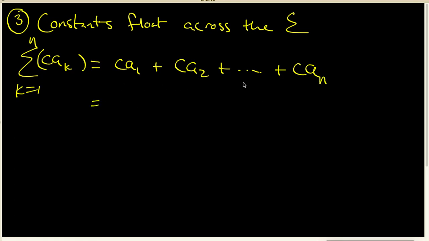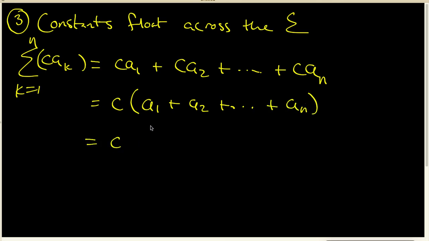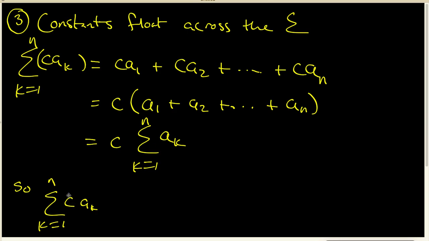And I can factor out this c and write it as c times a1 plus a2 plus all the way up to an, and this would be c times the sum as k goes from 1 to n of the ak's. So as a formula, if I have a constant inside the summation, I can bring it outside the summation. Of course, this goes both ways. If the constant is sitting outside the summation, I can bring it inside the summation. So those are our very basic properties of sigma notation.